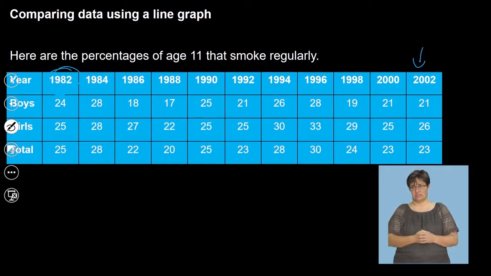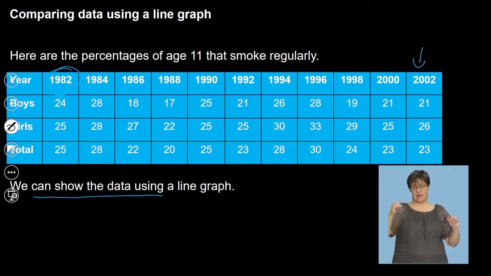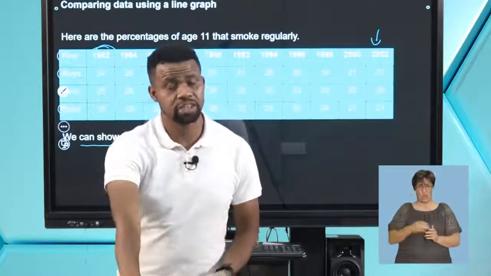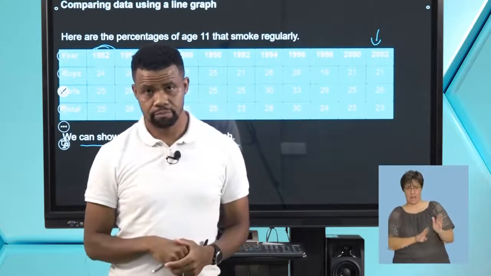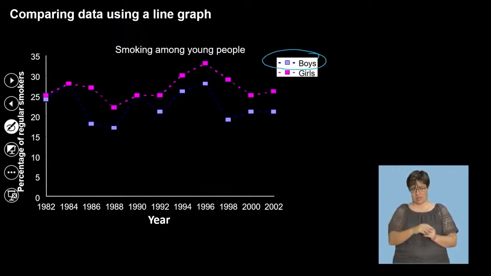So we can represent this data using a line graph. Why do we want to use a line graph? We want to see whether smoking among young people is going down or increasing. Because actually we want to decrease it. We don't want it to increase. Is it increasing or decreasing? Let's see what it looks like. So we can use a line graph. The blue is boys, and the pink is the girls.